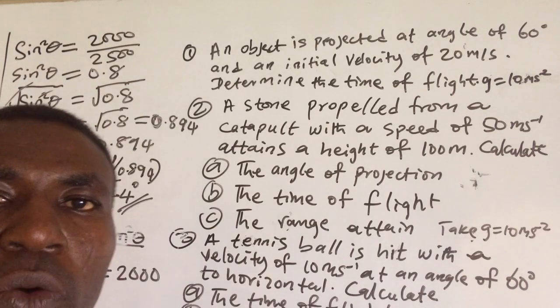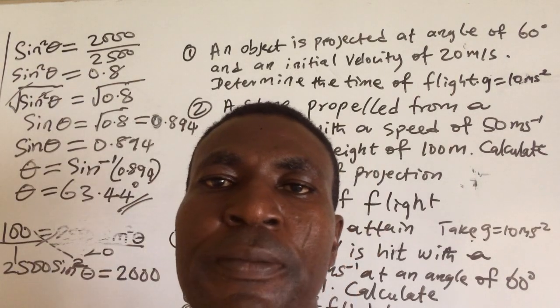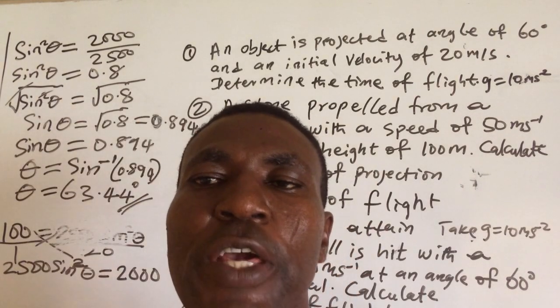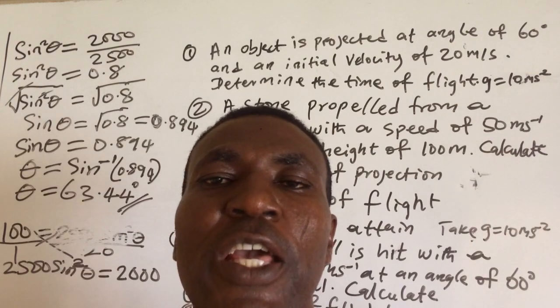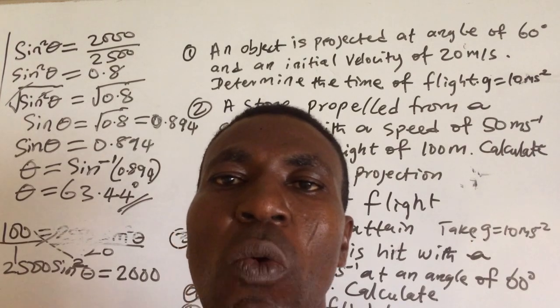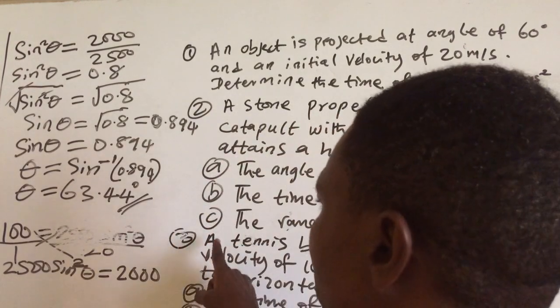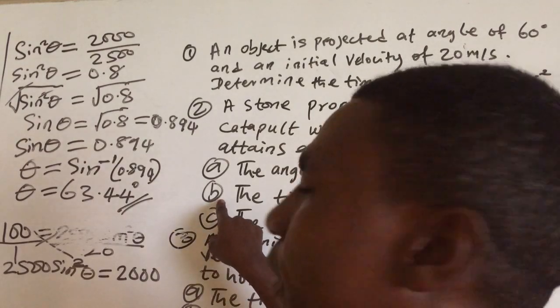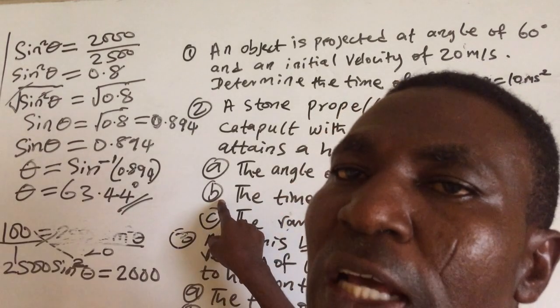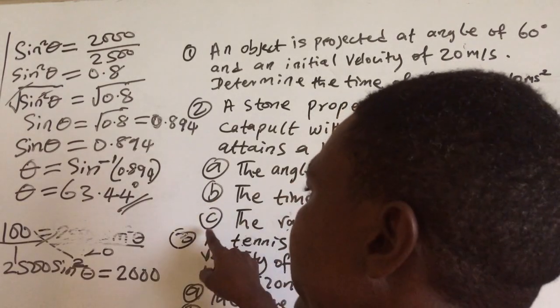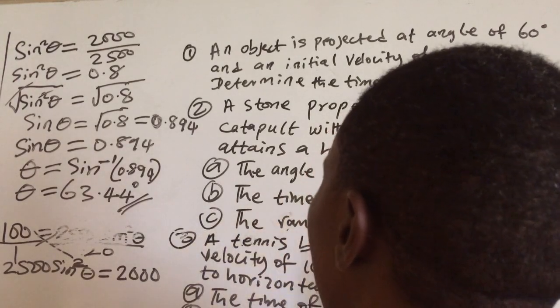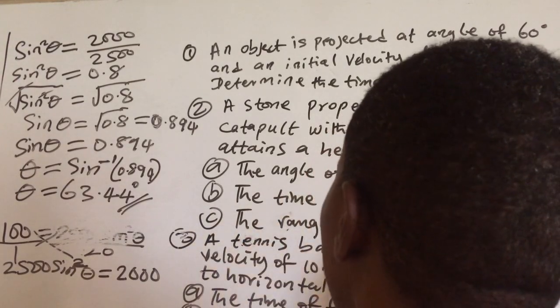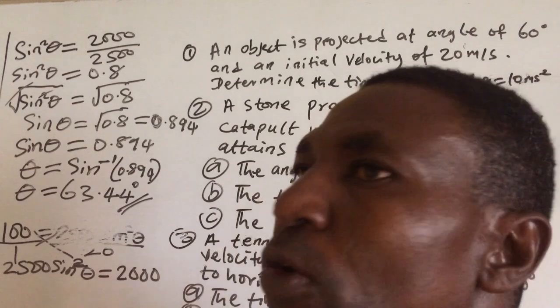Please, this is where I will stop for this one, for the sake of time, okay? In our next video, I will calculate B, then C, which are the time of flight and the range attained, okay.